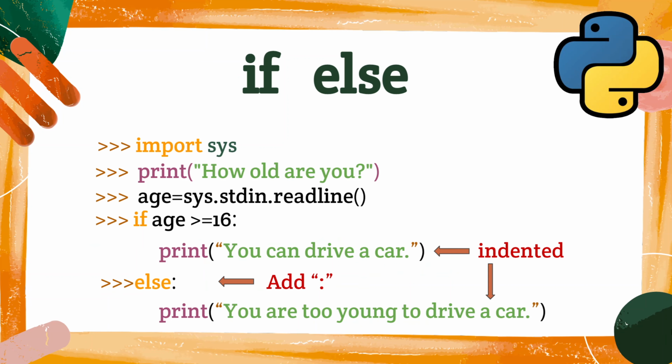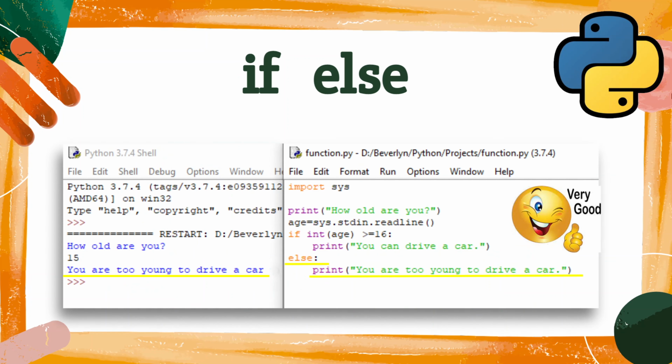Let's take a look at the complete code. I added the else case to print out, "You are too young to drive a car." So that means if the user inputs an age that is less than 16, it will print out something rather than doing nothing. Let's take a look at the Python shell. Here we go. After user inputs 15, it does print out, "You are too young to drive a car."